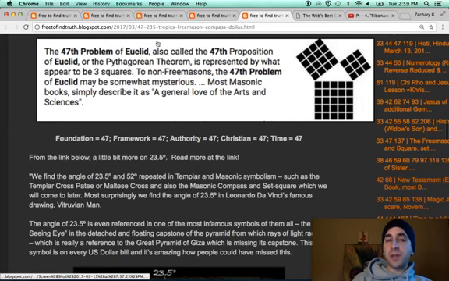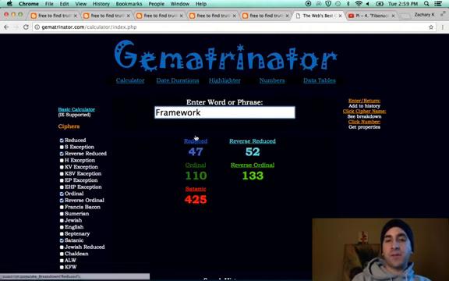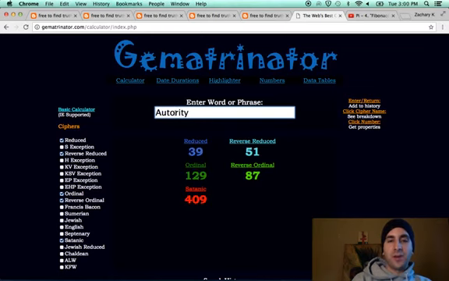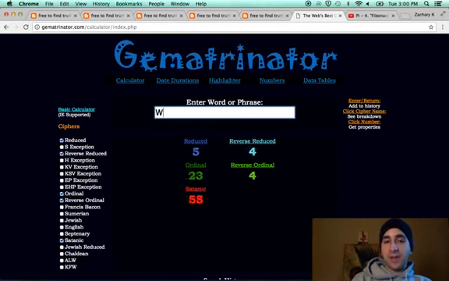The Freemasons also have something called Euclid's 47th problem about how to establish foundation for a structure. Foundation. Check this out. Foundation, 47. Framework, 47. Authority, when spelled correctly, 47. Words such as obey have gematria 47. Judge, gavel. Washington, D.C. for the president, President 47. Like White House, 47. Like government, 47. Like Republican, 47. Like Democrat, 47.